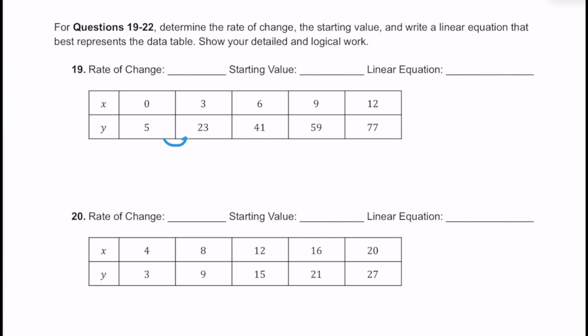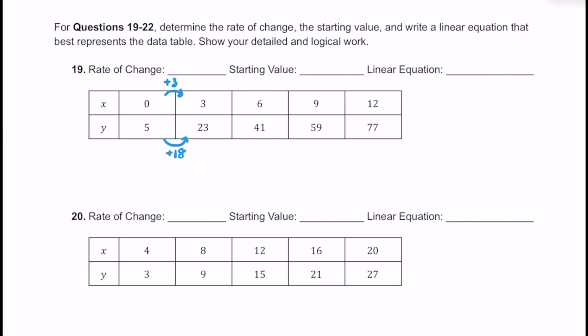So from 5 to 23, it looks like it's gaining 18 here, right? Because 5 plus 18 is 23. And then from 0 to 3, it looks like that's gaining 3. So let's go ahead and write plus 3. So how do you find the rate of change for a linear equation? Well, to find the rate of change, we are always going to take the change in the y value, right? So this positive 18, and then we're going to divide it by the change of the x value.